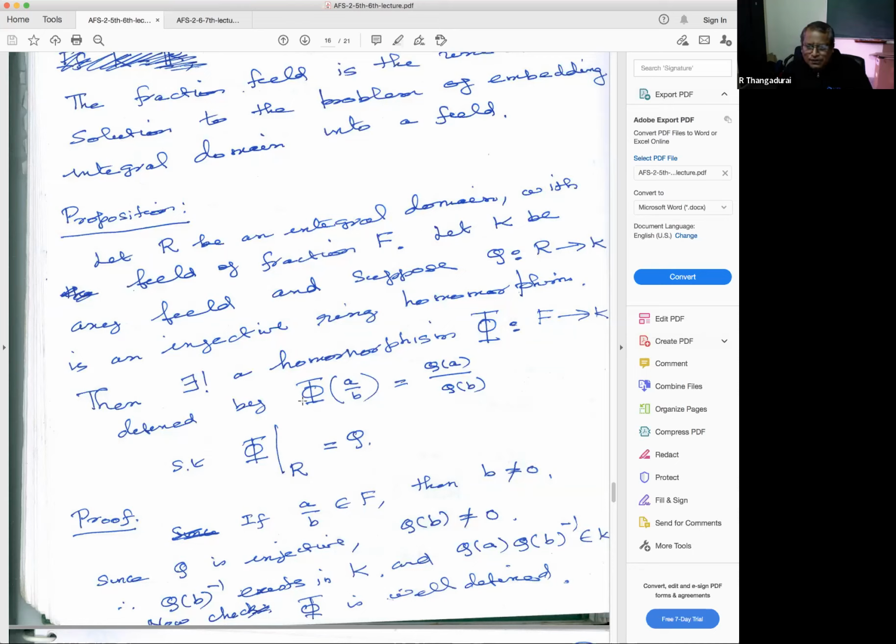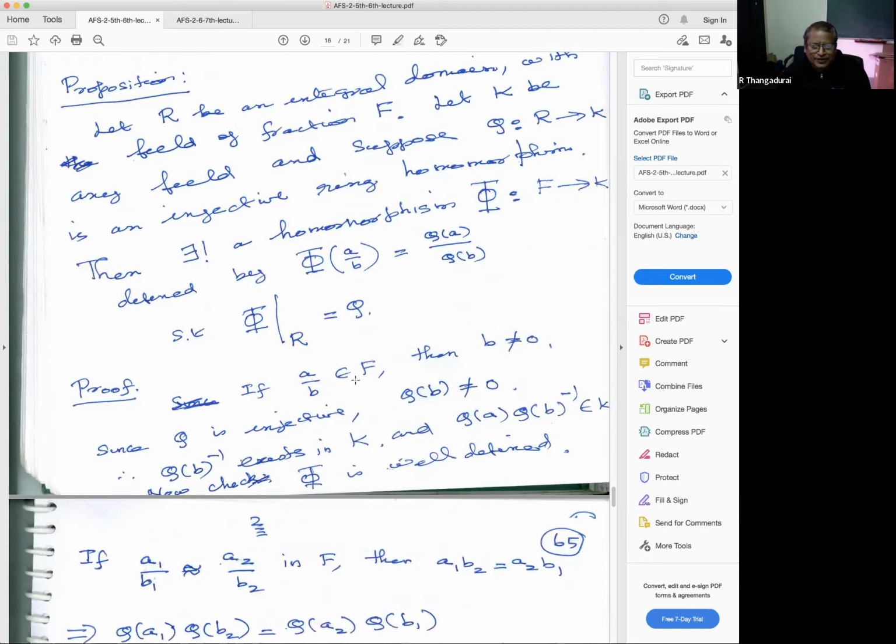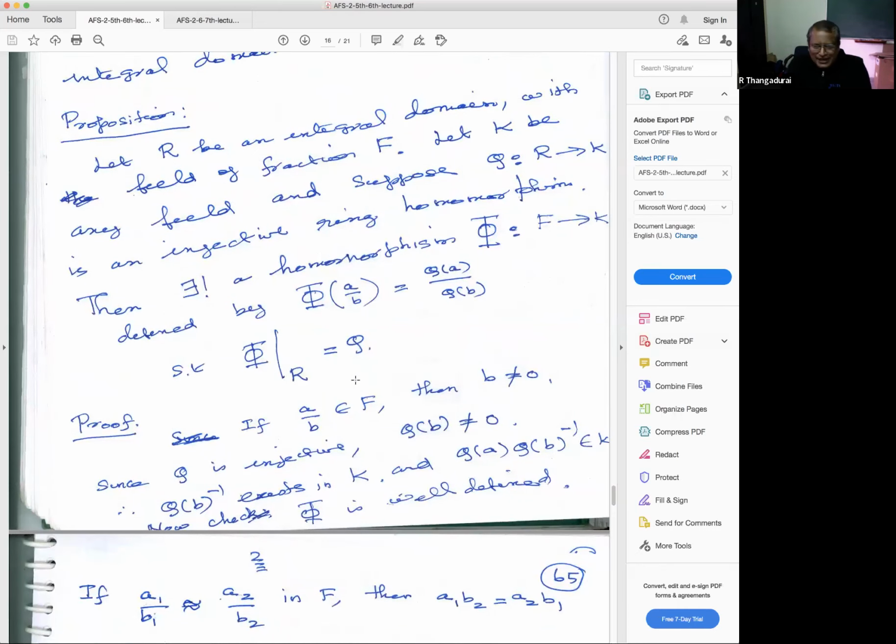Okay, and this map is also defined like this. So what does this mean? It means, in some sense, that the field of fractions is the smallest field containing R. This is what it says, in some sense. Okay, it's easy to check.